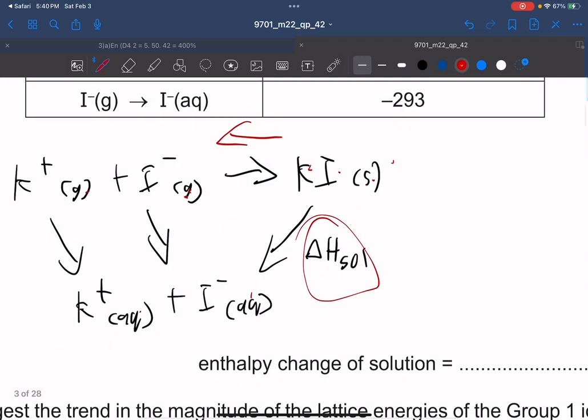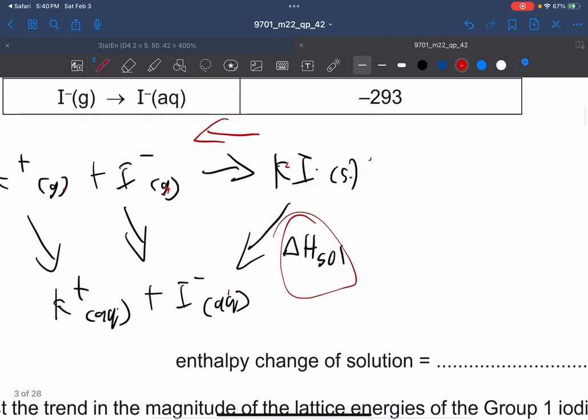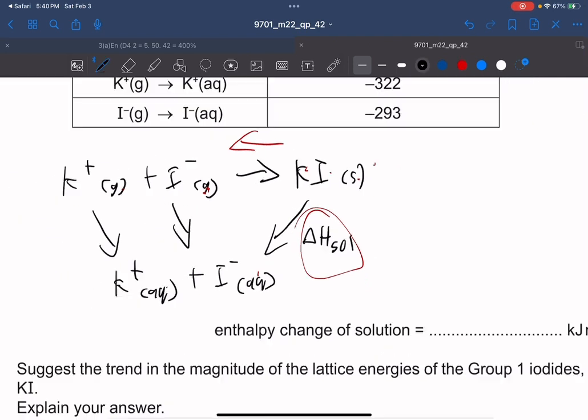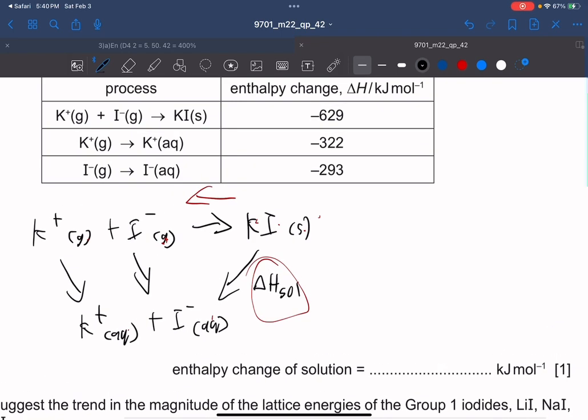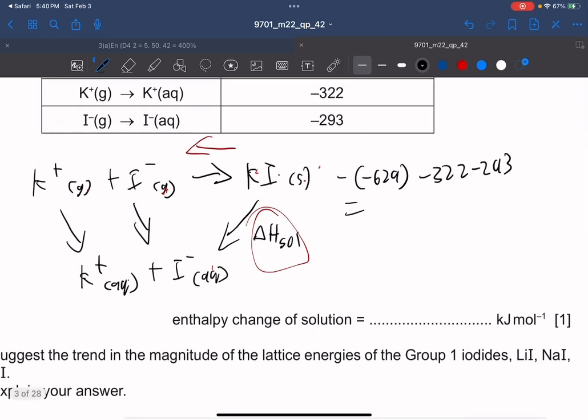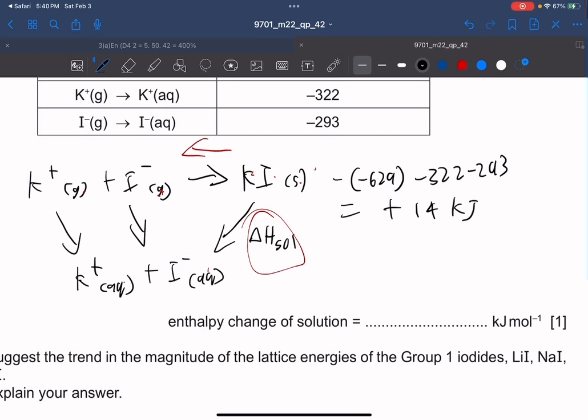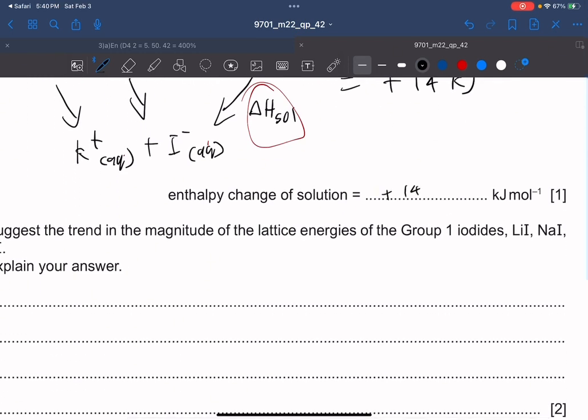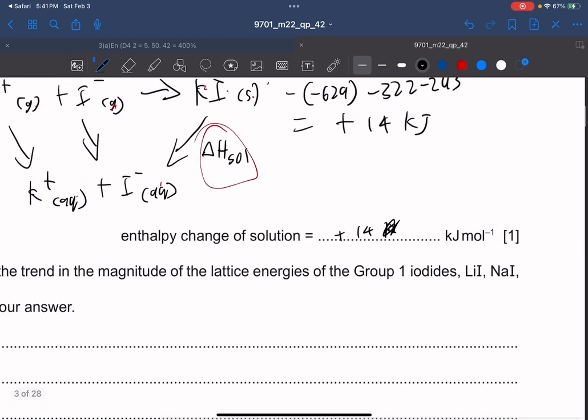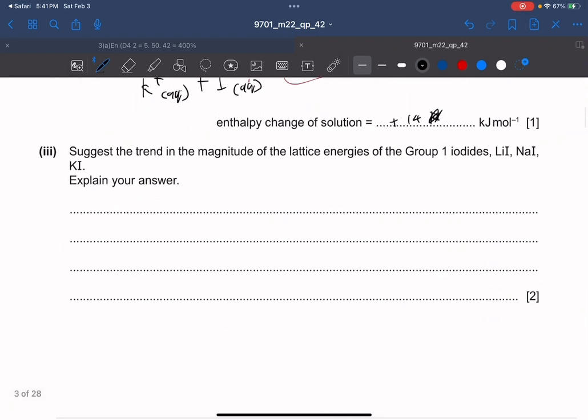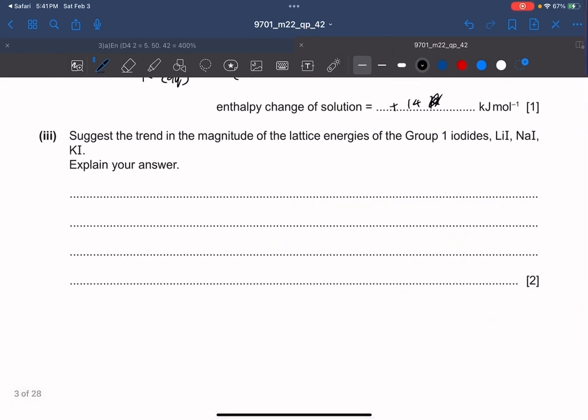We could also take a different path and instead go to gas first and then go to aqueous, and it will still be the same energy change as delta H of solution. So we're gonna write that expression. So that's gonna be minus 629 minus 322 minus 293, and that is gonna give us a value of plus 14 kilojoule per mole. So plus 14 kilojoule.